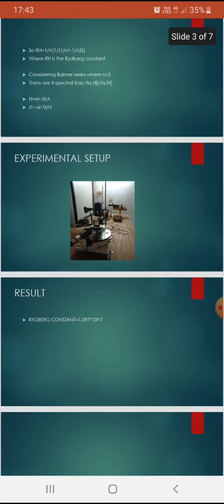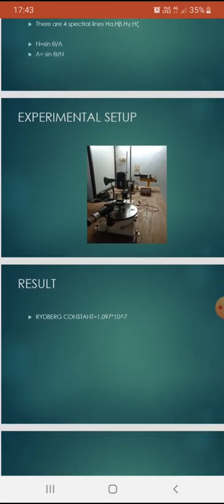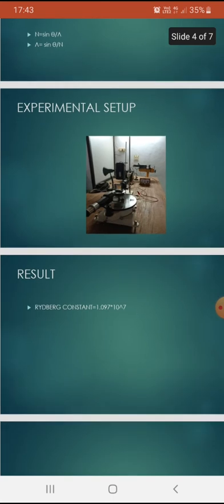So the result obtained by this experiment is the value of the Rydberg constant. The standard value of the Rydberg constant is 1.097 into 10 raised to 7. We get almost the same value using this experimental setup.